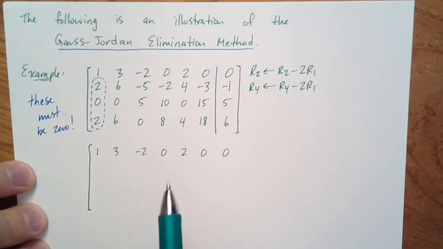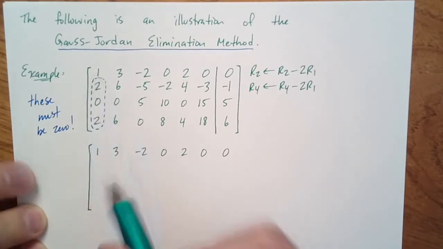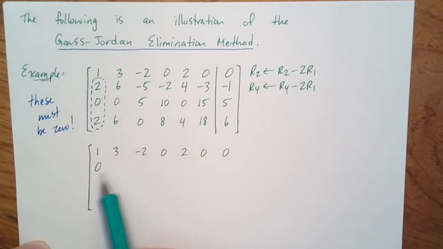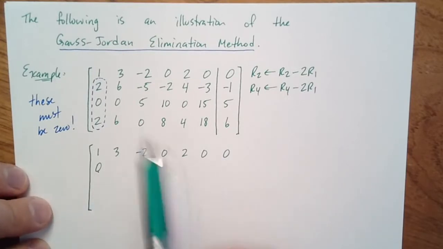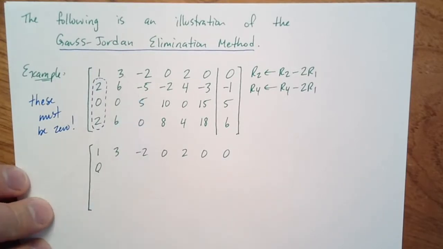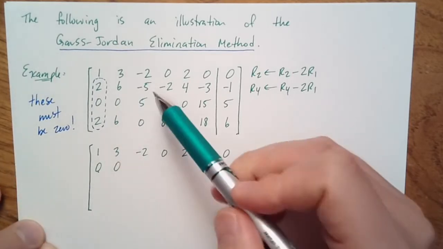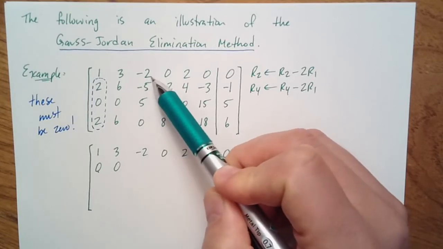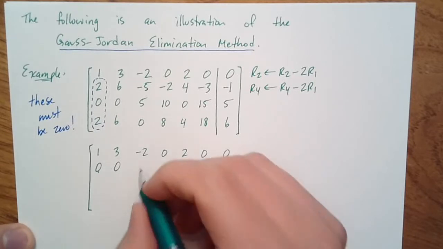Our second row will change, so let's perform the arithmetic. If I go 2 minus 2 times 1, that's going to give me a 0. In fact, that's not a surprise, right? That's why we chose this operation, to get a 0 here. Next, if I go 6 minus 2 times 3, that'll be 6 minus 6, which is 0. If I go negative 5 minus 2 times negative 2, that's really negative 5 plus 4. So this is going to turn into negative 1.